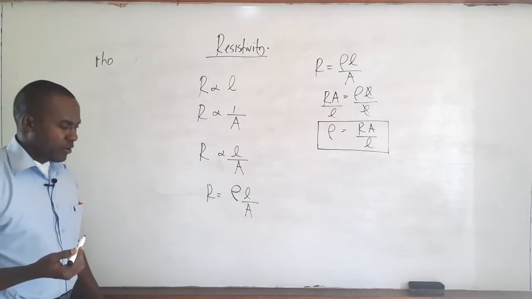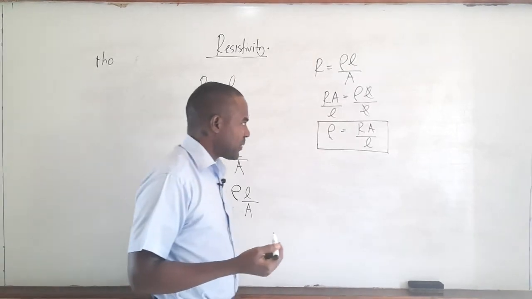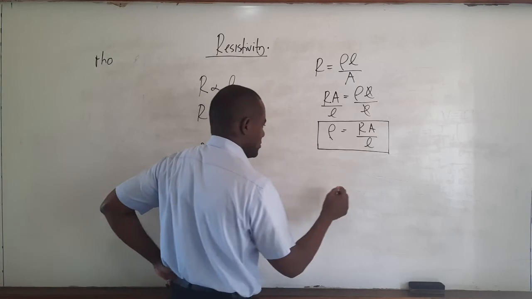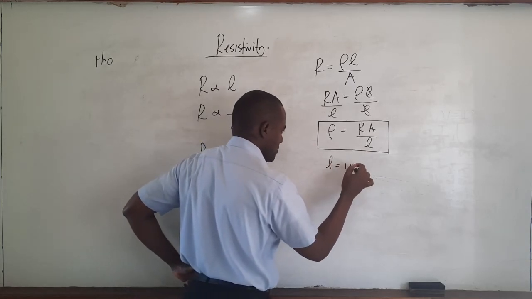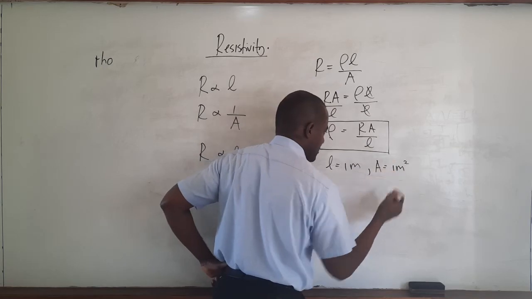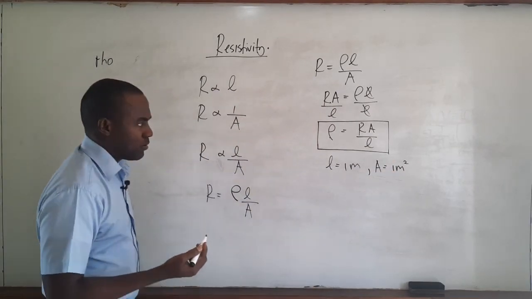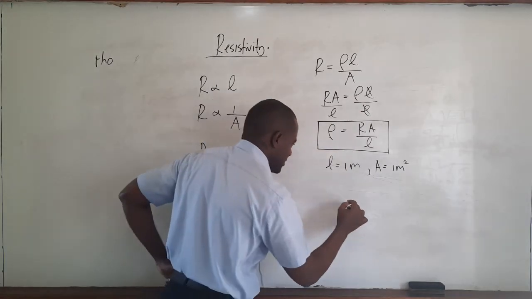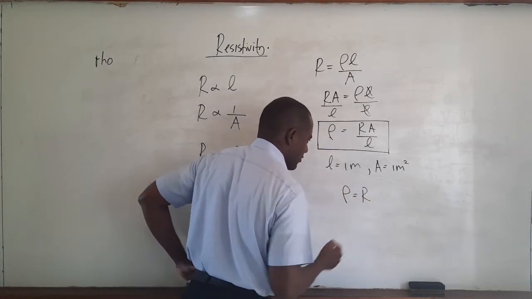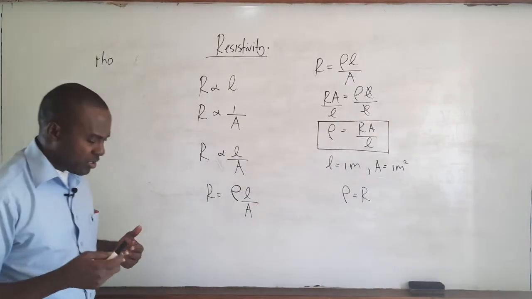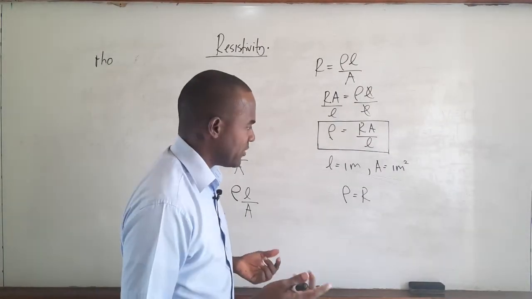Right? Now, let's look at a special case. What happens if L is equal to 1? If L is equal to 1 meter, and say A is equal to 1 meter squared. If L is equal to 1 and A is equal to 1, then essentially what we get is that the resistivity is equal to the resistance. And it is this relationship which is actually used to define resistivity.